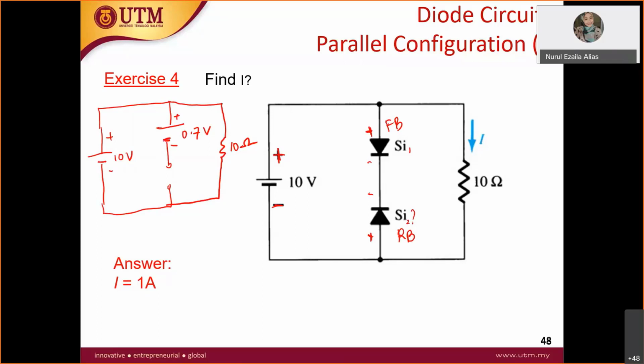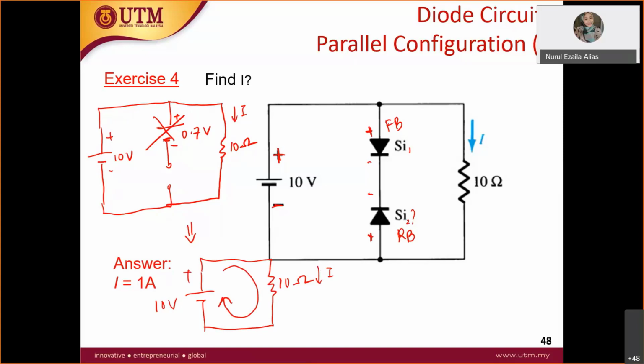Now, this circuit is open like this. So what happened to this 0.7 volt? It is hanging open like that, so you can actually ignore this. The equivalent circuit can be turned into like this: you have 10 volt here, and then you have 10 ohm here. Now you want to find current I across here. So can you find I? What will be the I?